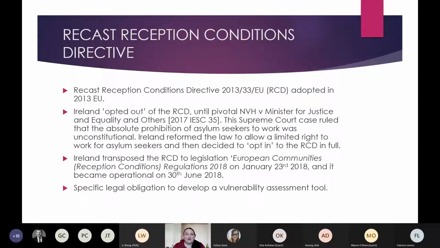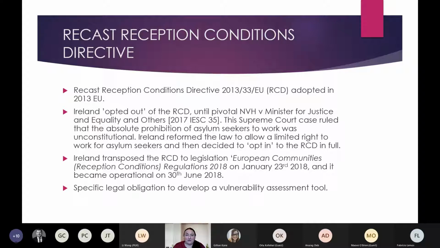So the Recast Reception Conditions Directive was adopted in the EU in 2013 as part of the Common European Asylum System. Ireland had opted out of the RCD until a very important case in the Irish Supreme Court in 2017, which was the NVH versus the Minister for Justice and Equality and Others case.